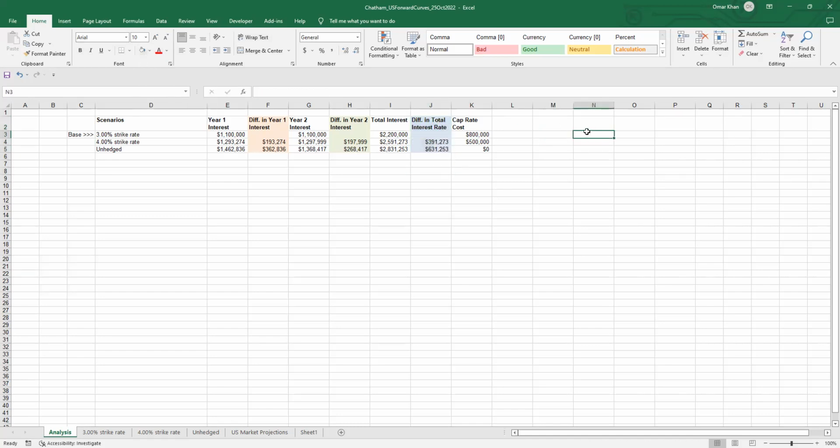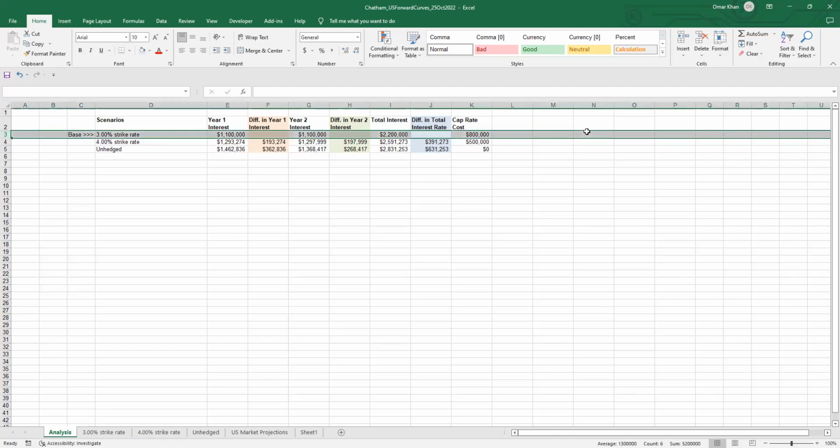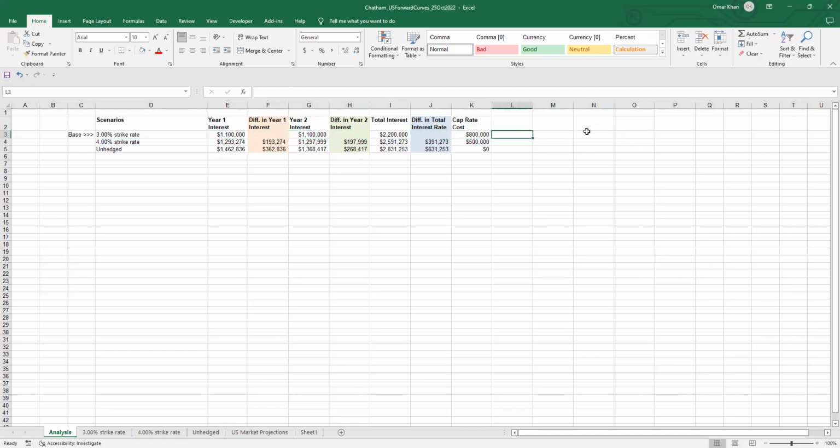So this way you can basically see how much more interest you're going to pay in your debt servicing costs versus, say, whatever base case scenario you've chosen. We chose the 3% strike rate. What is your cap rate?